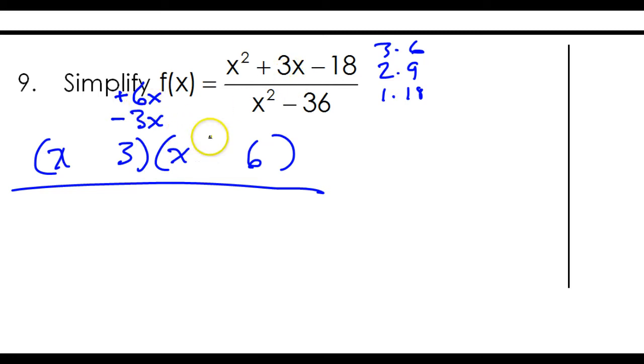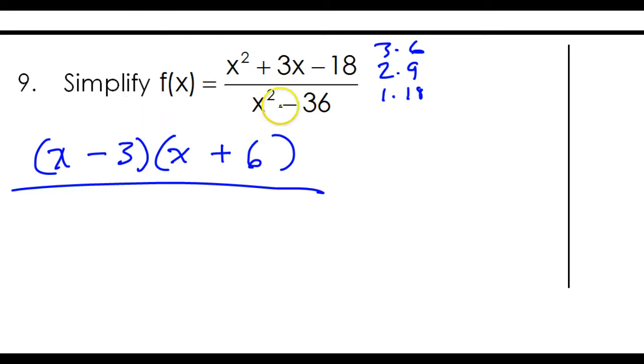So positive 6x, you say? If I put the plus here, that'll give me positive 6x. Minus 3x will happen if I put the minus here. And sure enough, that gives me negative 18. Negative 3 times a positive 6 is negative 18. So this is how you factor the numerator.